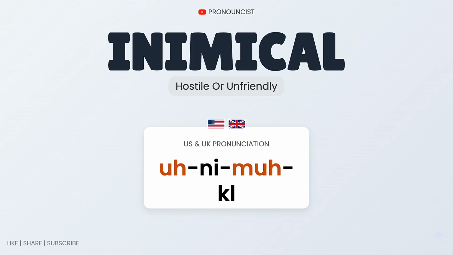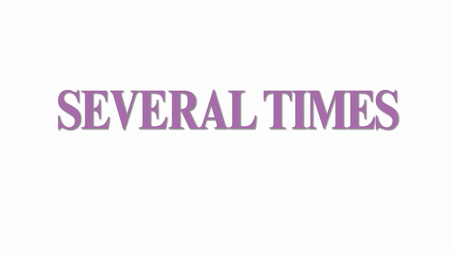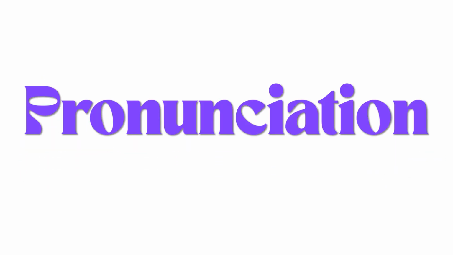Practice repeatedly and you'll soon be able to say this word perfectly. The best way to practice is to repeat the syllable multiple times. The meaning of the word is hostile or unfriendly. Try repeating this word several times to improve your pronunciation.